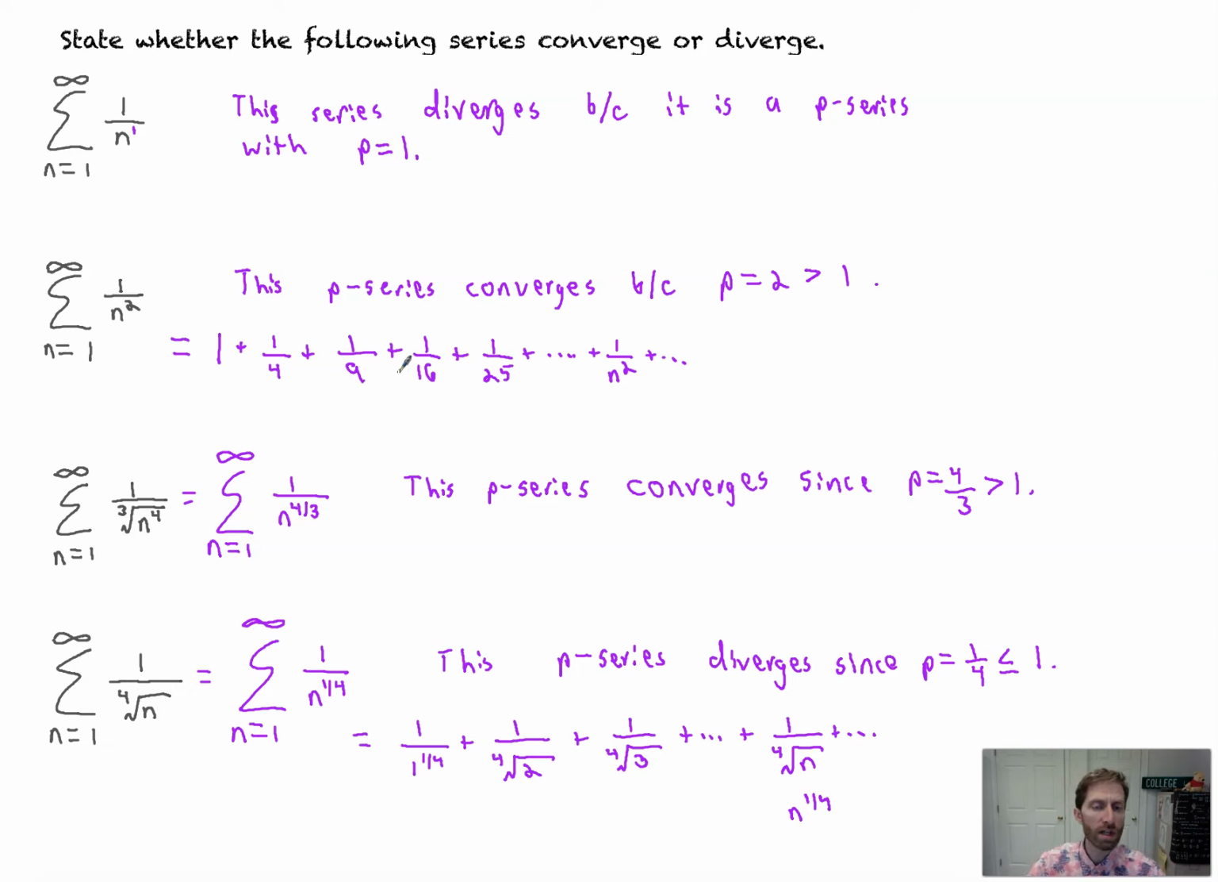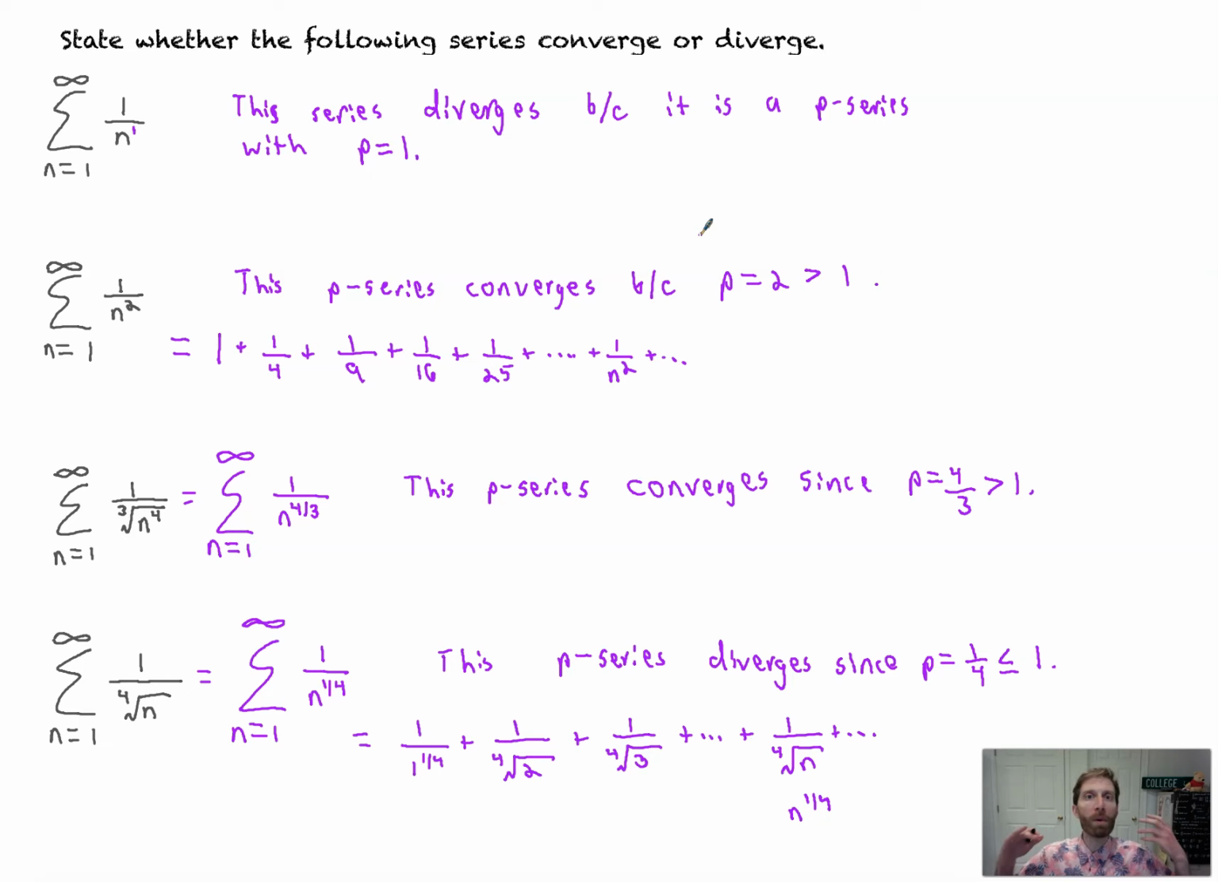So just in case your teacher or professor gives you the expanded form first, it might be worth your while to write it in summation notation so you see that it's a p series. That's it. How simple is the p series? If you're in the 1 over n to the p format and p is greater than 1, then we converge. And if it's less than or equal to 1, it diverges.